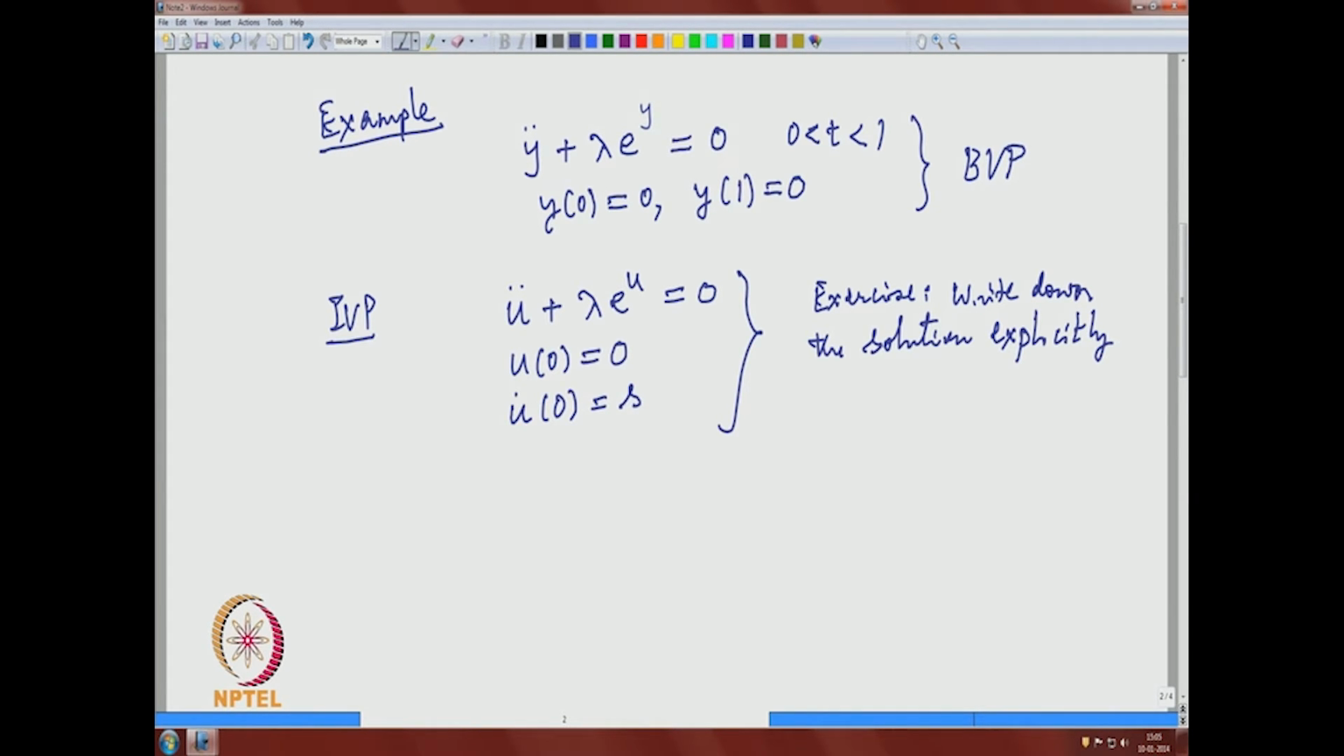In fact, you can use the conservative nature of the equation. You can easily integrate once and convert that into a first order equation, and then using the method of separation of variables, you separate the variables and integrate it. It is a bit complicated, but doable. So, you can explicitly solve it, and in the solution you see the dependence on S very clearly.